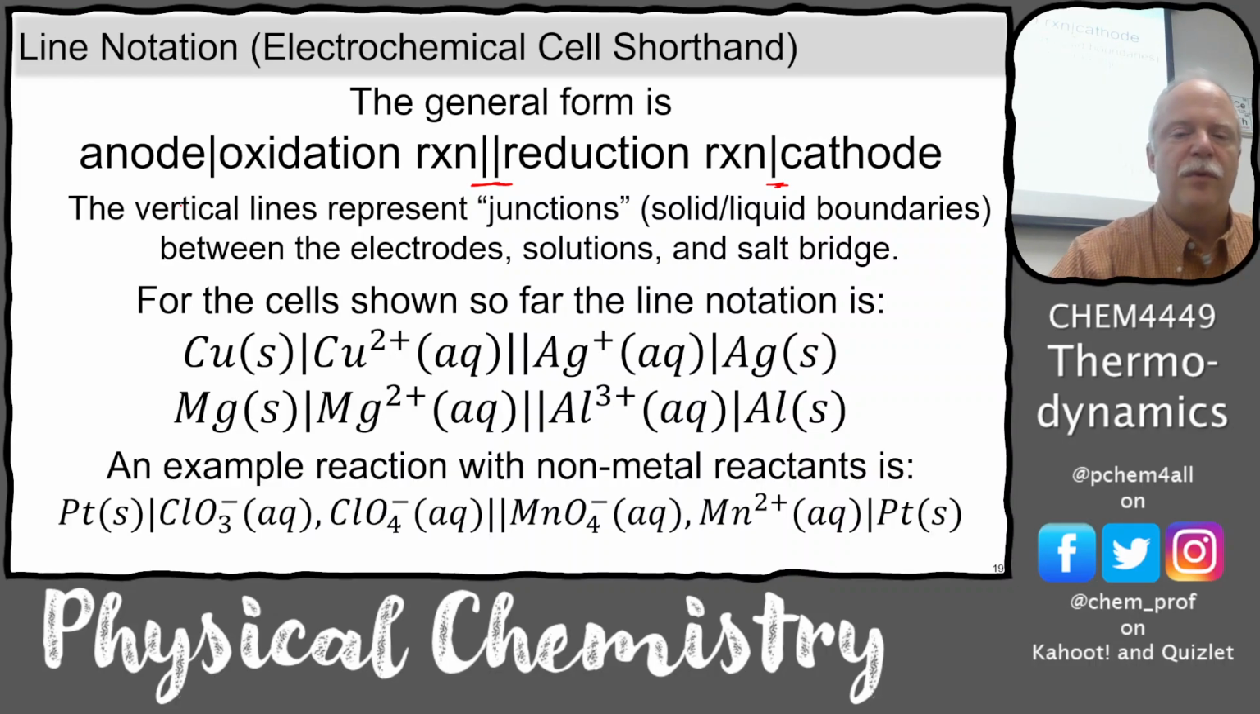Now here's an example with non-metal reactants, kind of like that oxalate and permanganate reaction. Here's a chlorate and perchlorate reaction with permanganate and manganese ion, and with platinum electrodes. And so these reactions are taking place at the platinum electrode surface and sending the electrons through the circuit.